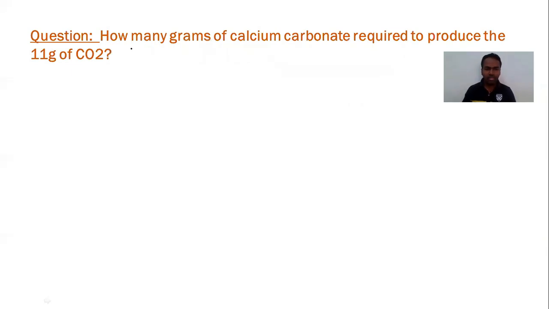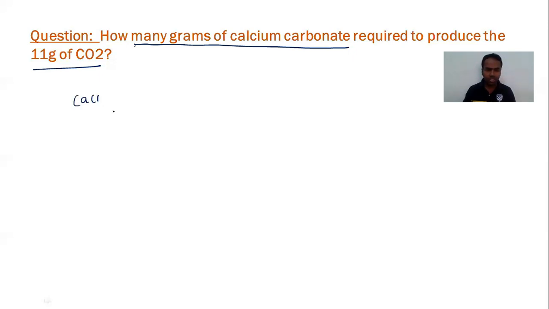See this here. First, by reading this question, we will come to know whether the question belongs to mass-mass relation, mass-volume or volume-volume relation. See here. So how will you come to know whether this question belongs to mass-mass? Here, how many grams of CaCO3, calcium carbonate, are required to produce 11 grams of CO2? Here weight, here also weight. That's why it is a weight-weight relationship. So by reading the question, we get one piece of information: this is the CaCO3 decomposition.